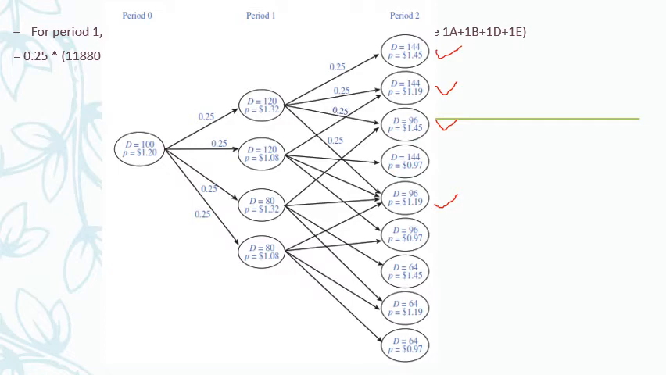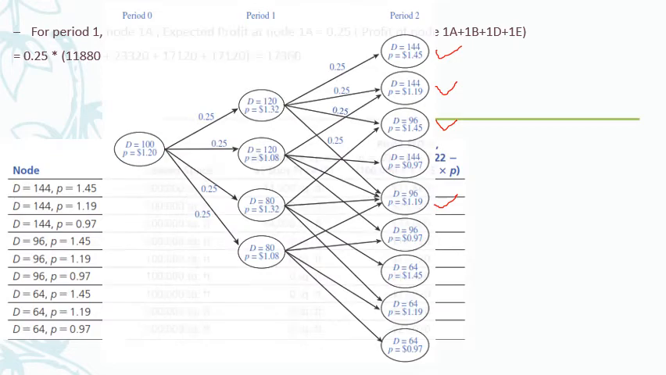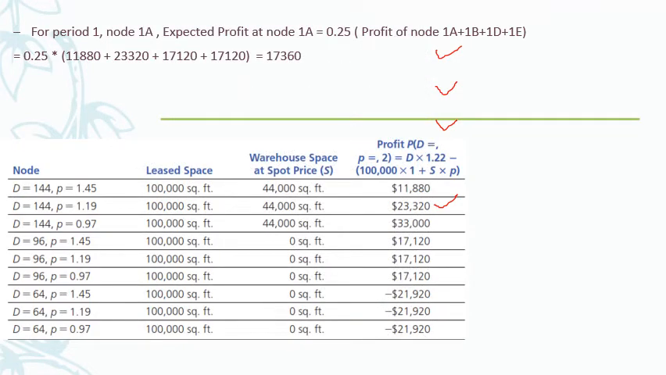So now I have to get the amount of those particular things from the table. See this table, which are 1A, 1B, 1D and 1E. These are the 4 nodes, and substitute those values here. That multiplied by 0.25, because the probability is 0.25 only. So when you do that, it is 17,360. That is the total expected profit from the future.